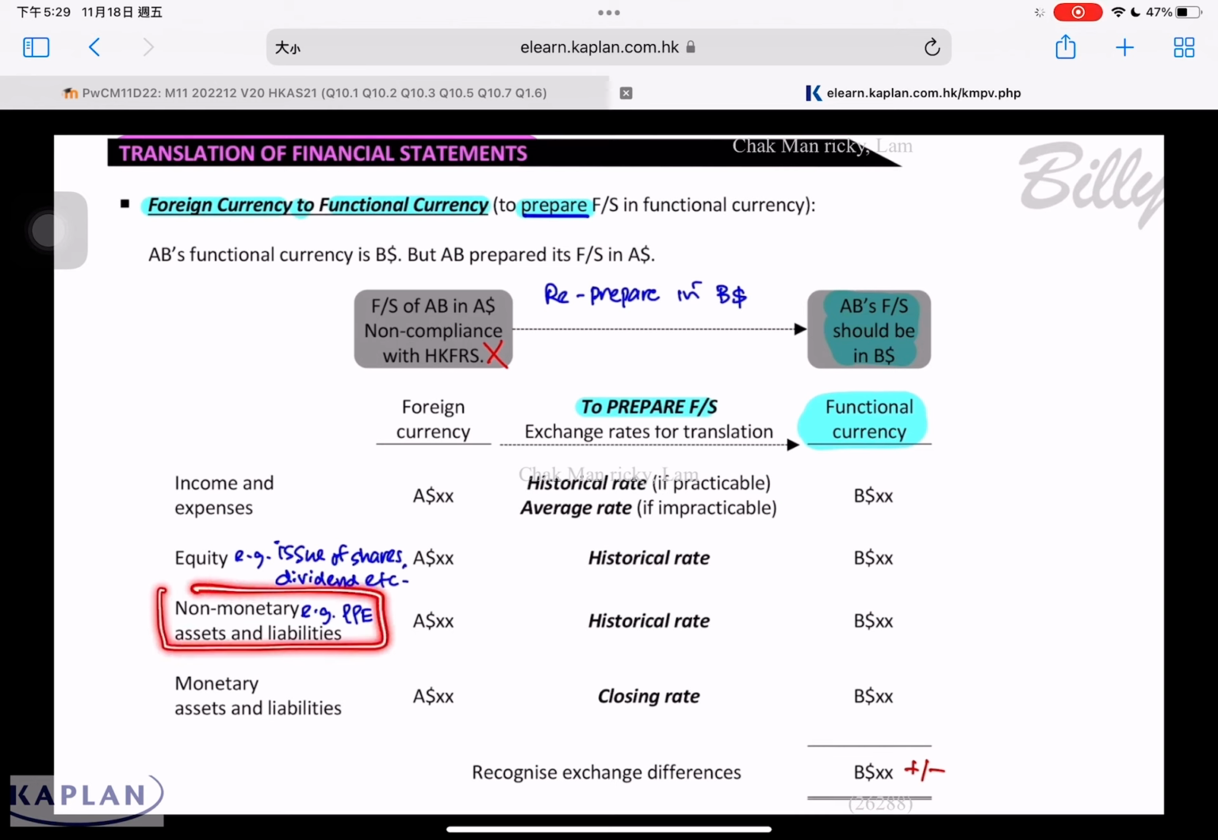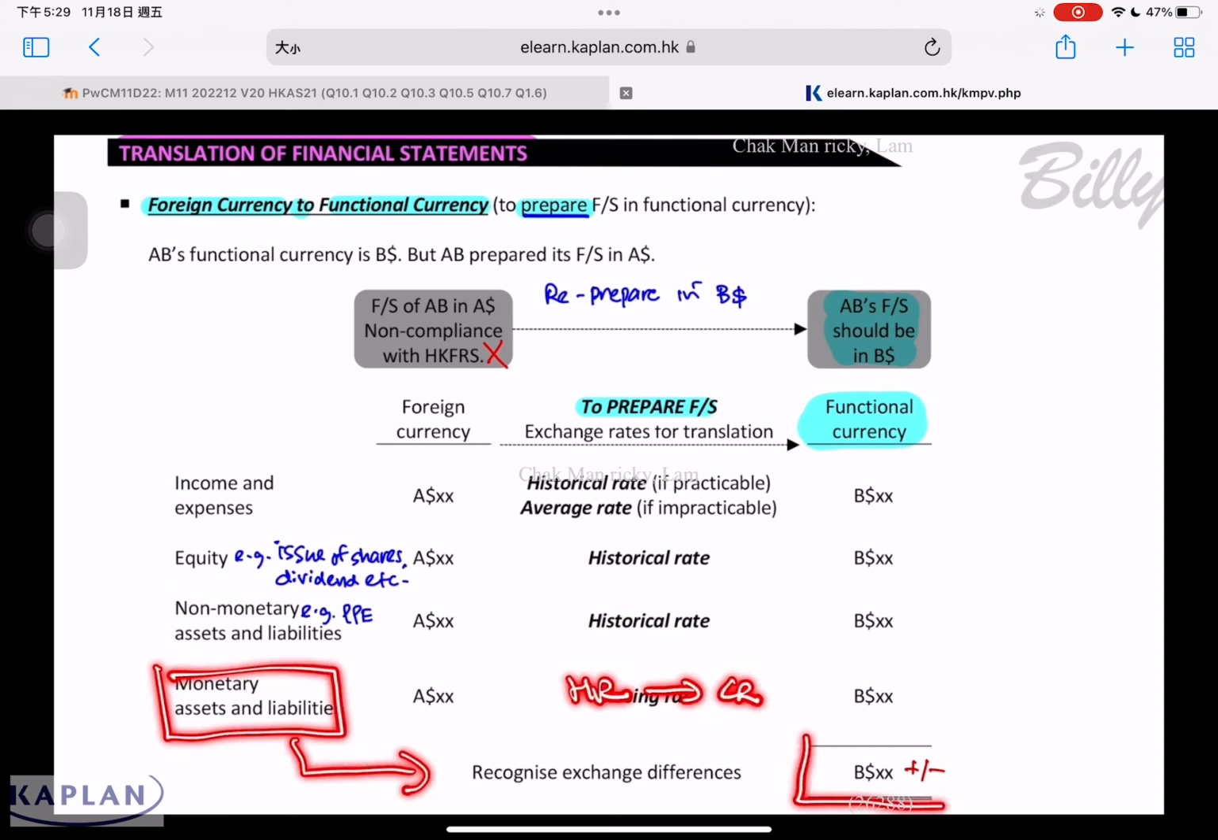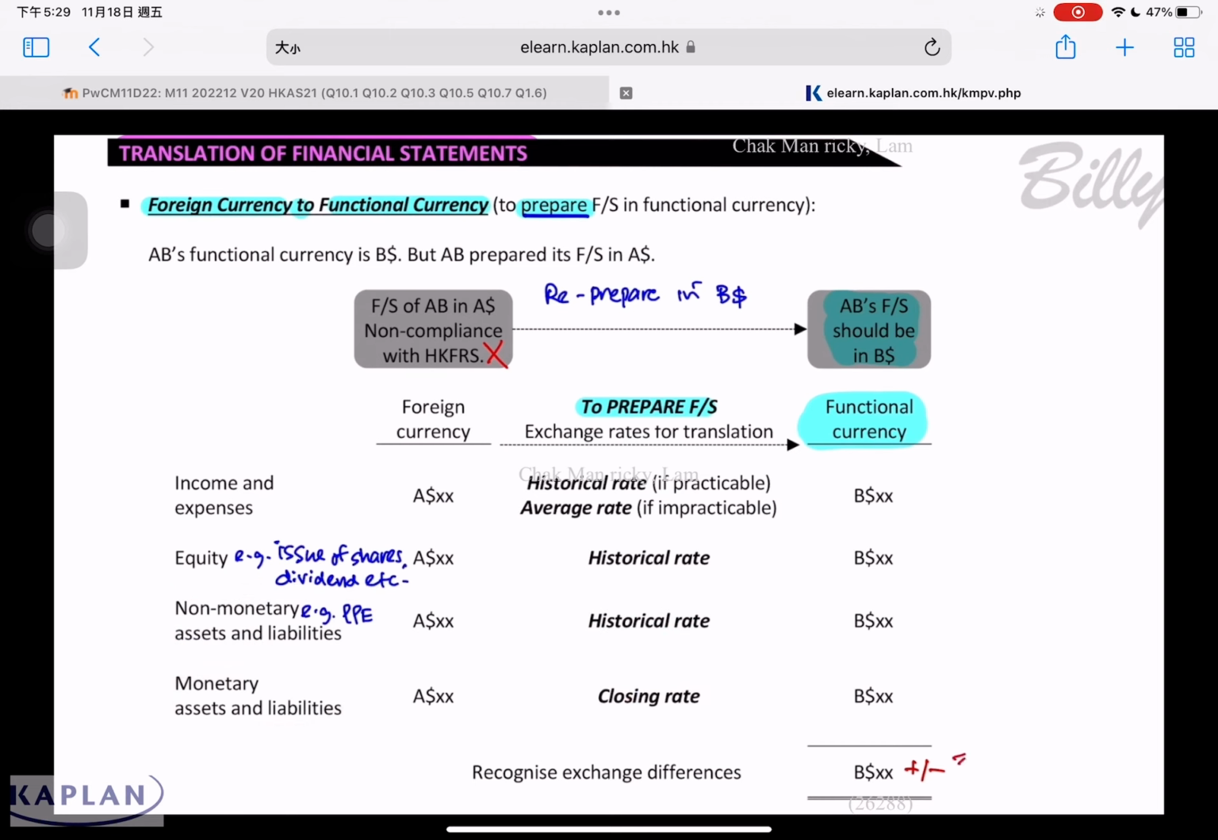Non-monetary items will all be at the historical rate. That means if you purchased the machine 3 years ago, you use the exchange rate from 3 years ago every year. Non-monetary items will not give rise to differences. Only monetary items give rise to differences. Because you have a difference, it's mainly due to monetary items. When there are any exchange differences due to monetary items, they must be reported in P&L.